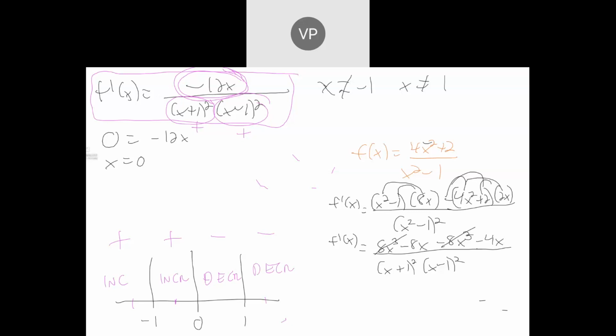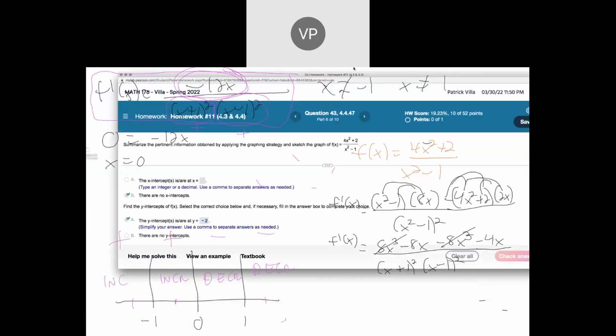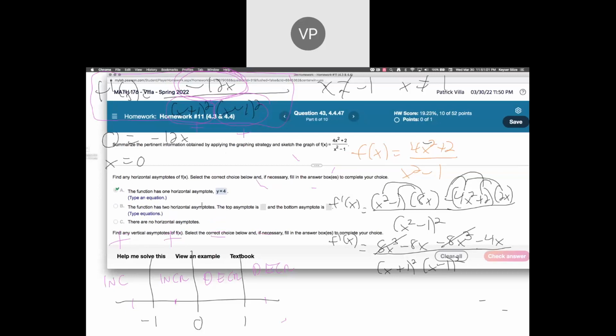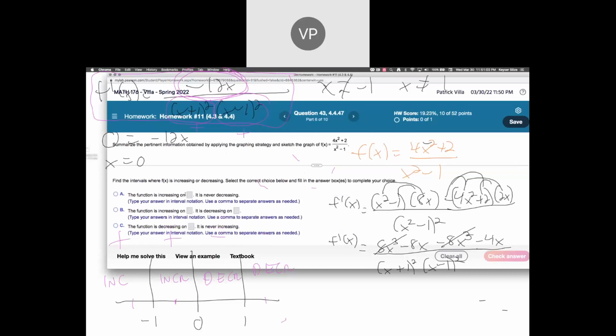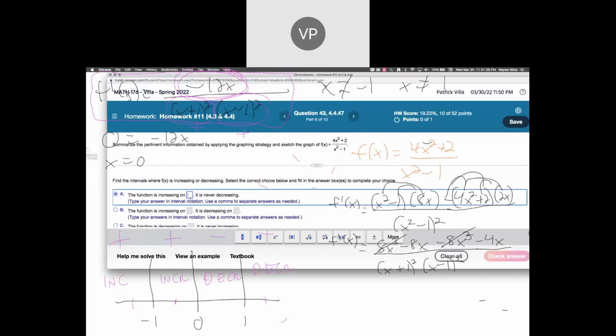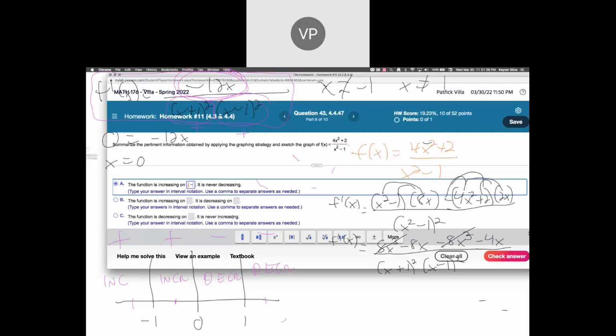And that was the question that they were asking here: where is the function increasing? Well, I know it's going to be increasing from negative infinity up to negative 1, and then also from negative 1 to 0. Of course I put it in the wrong spot. Increasing here, also decreasing from 0 to 1 and from 1 to infinity.